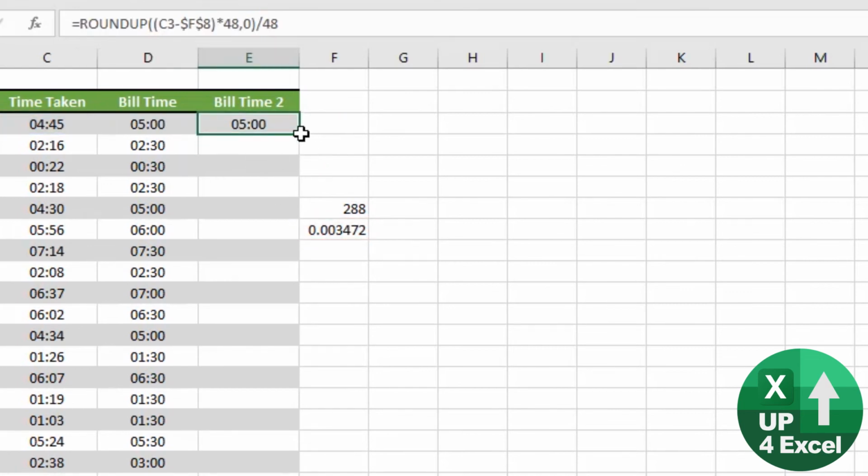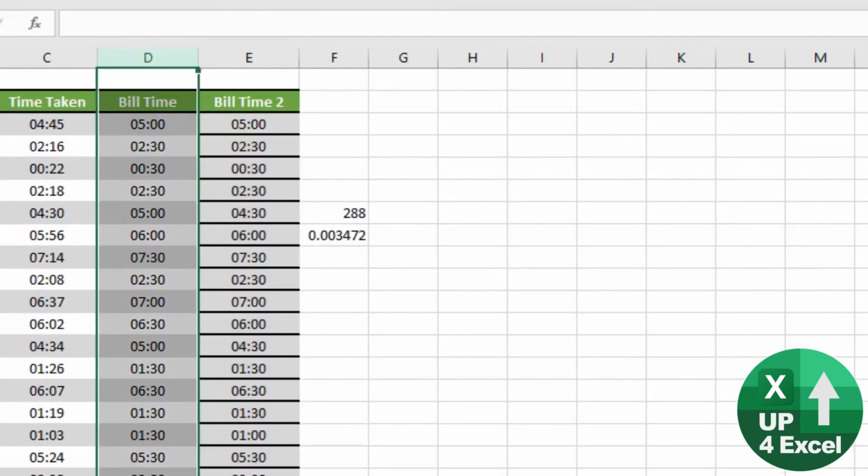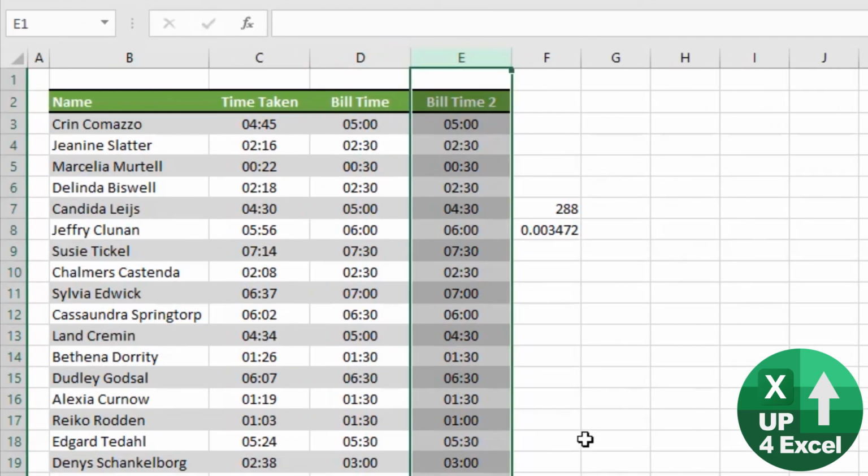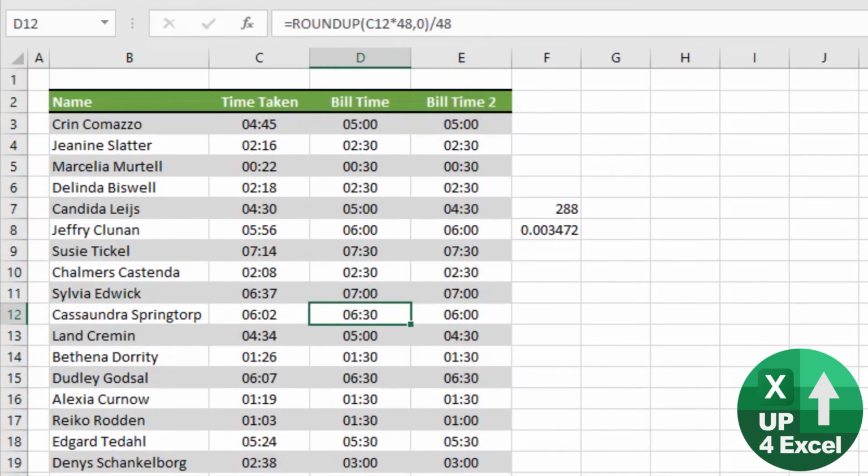Then generally speaking we are going to get the same value, but in situations like Cassandra's, we are now rounding to 6 hours because we've allowed for a 5-minute tolerance. So that is how you would build in a tolerance. Essentially, you work out what it is as a fraction of a day, and then you deduct that from the time before you round it up. And it's as simple as that.